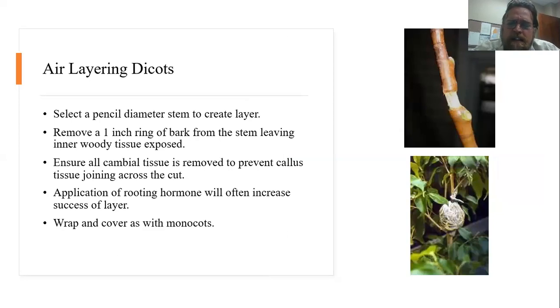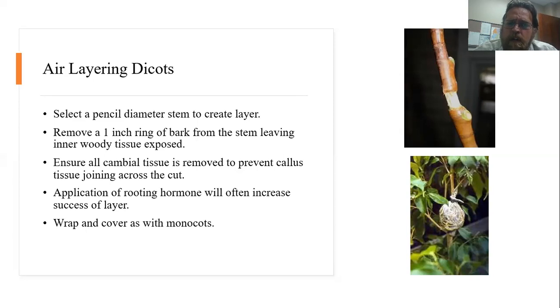With dicots, the process is just a little bit different. We want to start off with a stem that's about a pencil diameter as a good rule of thumb. And we want to do all of the same things as for monocots, but rather than having that cut upwards, we want to remove about a 1 inch ring of bark from the stem, leaving that inner woody tissue exposed. We do want to make sure that all of the cambium tissue is removed. Occasionally, when we do this, we'll have callus tissue that will actually join across the cut, and we don't want to see that because that's going to prevent the root growth that we want.